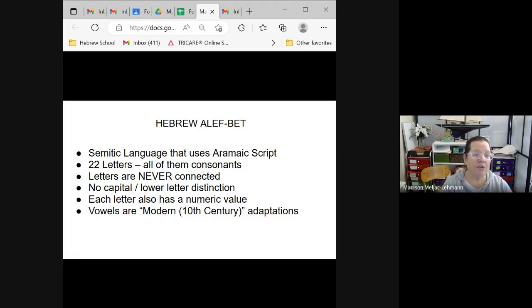Okay, vowels are a modern 10th century adaptation, if you consider the 10th century to be modern. So what happened was around the 10th century, a little bit before, due to the expulsions and pogroms and everything that had been happening through our history to that point, we found out, or the rabbis found out as a group, that people were having a hard time being able to read the Hebrew.